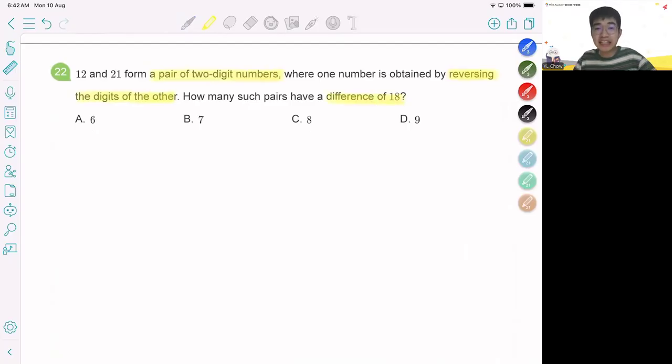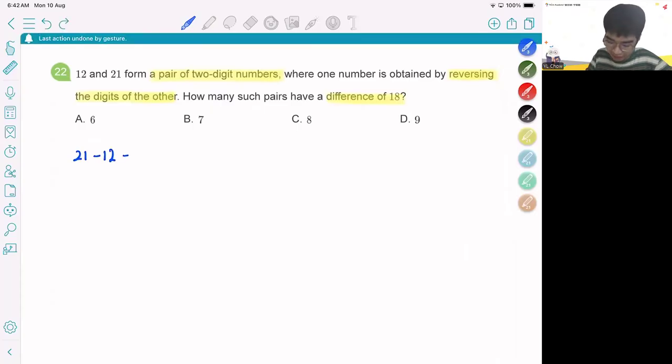So let's get started with the example given to us, which is 12 and 21. We want to check their difference. So upon calculation, you will see that 21 minus 12 is equal to 9. But we want a difference of 18.